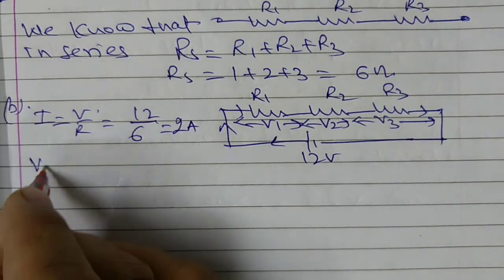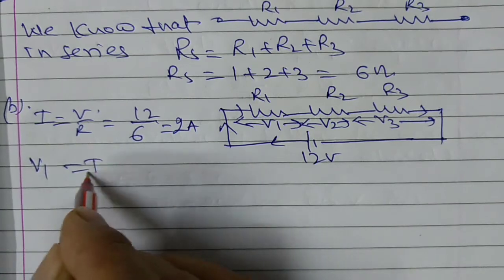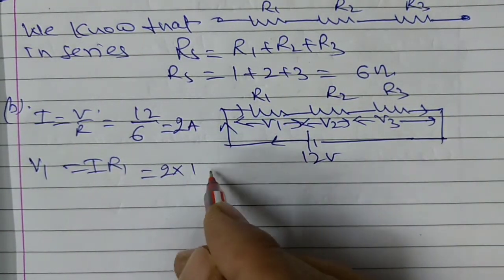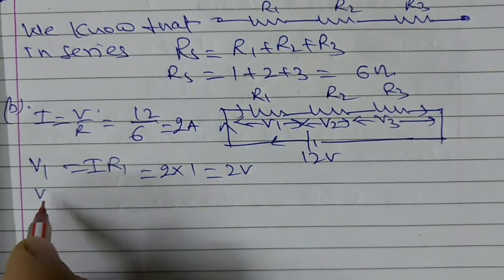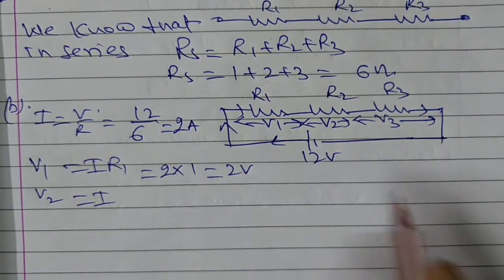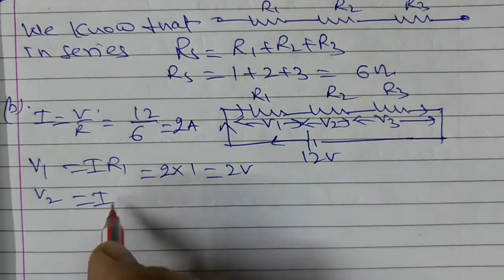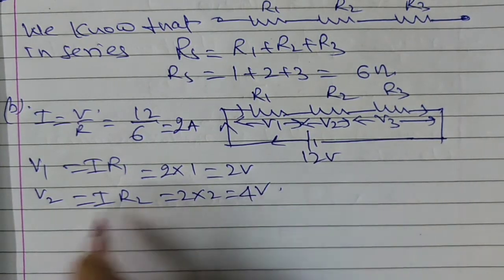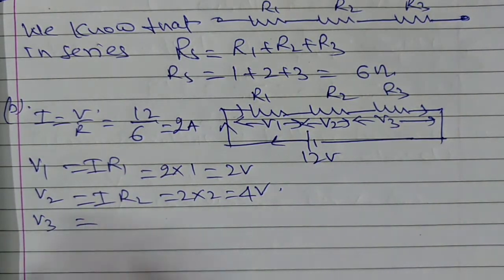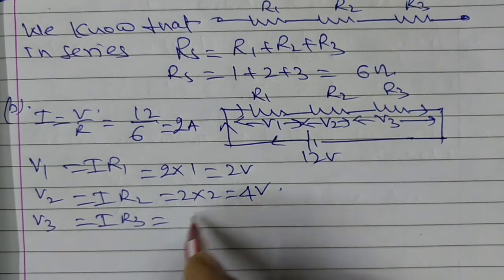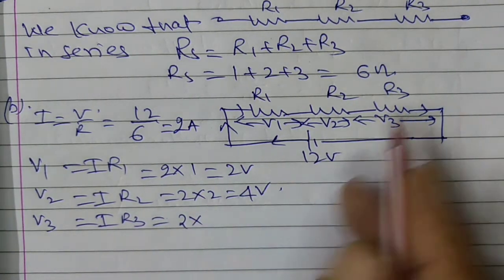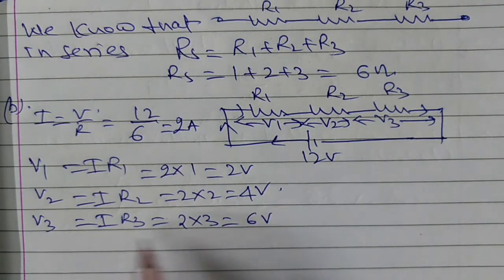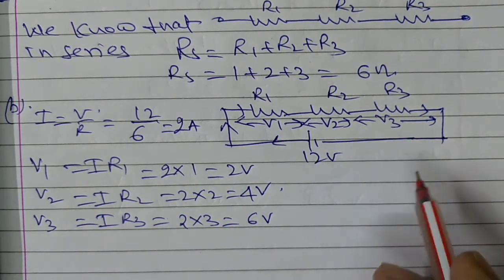Hence the potential difference across resistance R1 is equal to current into resistance. This current is 2, resistance is 1 ohm, and this is 2 volt. Similarly V2, the potential difference across resistance R2, is 2 into 2, equal to 4 volt, and similarly V3 is equal to I into R3, which is 2 current into resistance, and this is 6 volt. So these are the potential differences across each resistor.